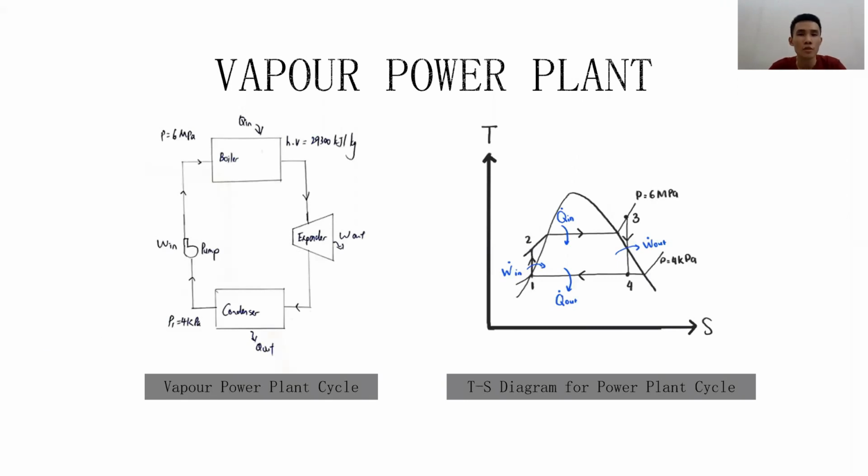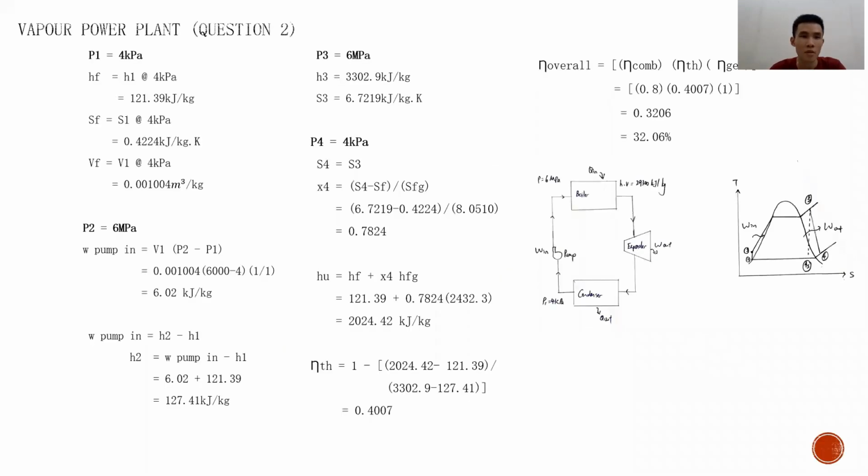Okay, thank you. For the vapor power plants, in this slide there are two diagrams, which are the working principle for the vapor power plant cycle and the TS diagram for the vapor power plant cycle. So to find out the thermal efficiency, first we know that P1 equals 4 kPa. The hf, sf, and vf we get from the thermodynamic table. So the hf value is 181.39 kJ per kg. For the sf it is 0.4224 kJ per kg.